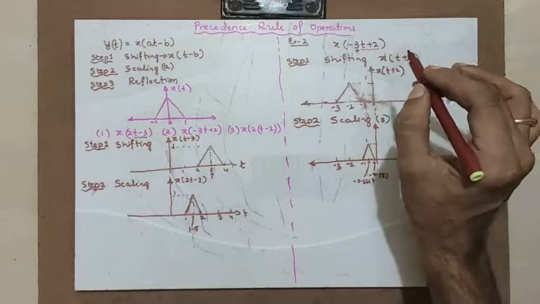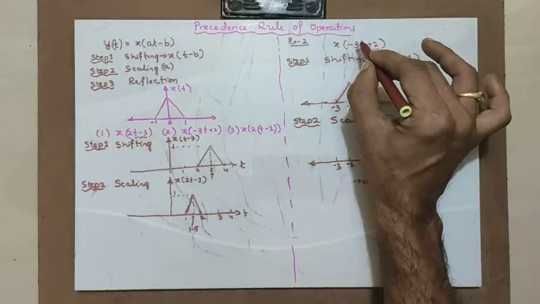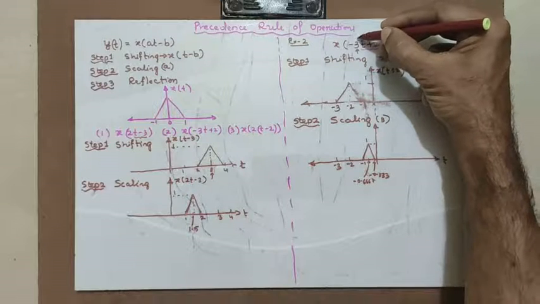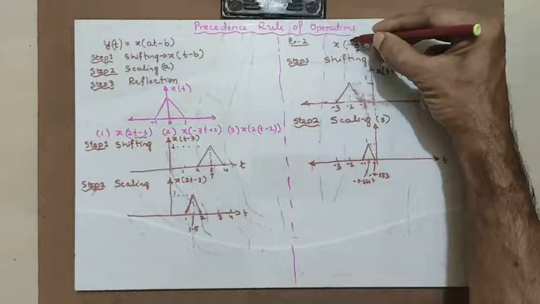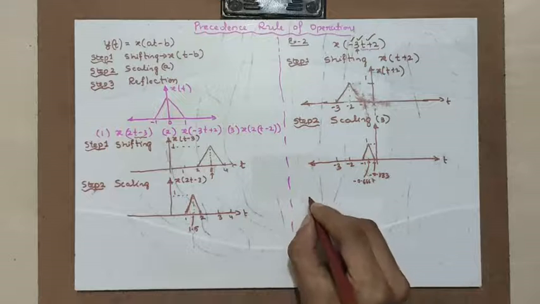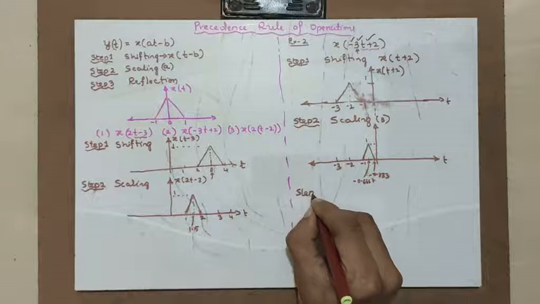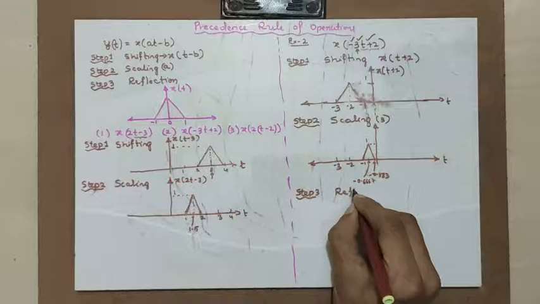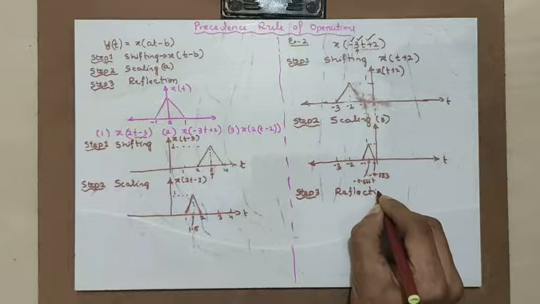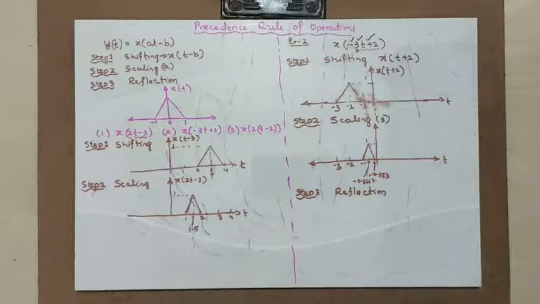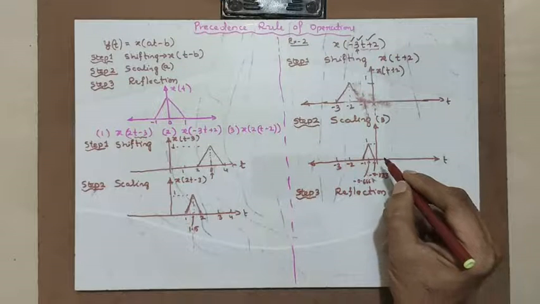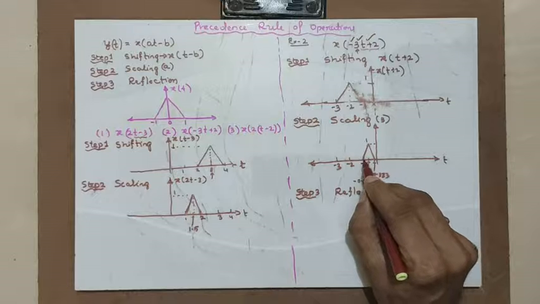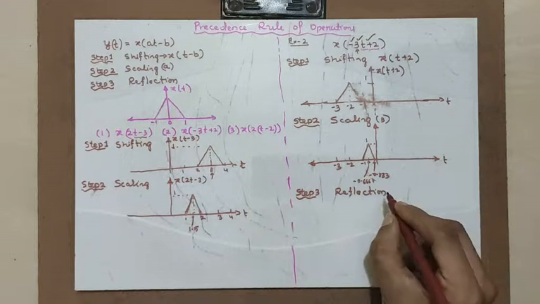What is the final step? Because there is minus 3t. You did the first step t plus 2. Next step 3. The last step is minus. Step 3 is called reflection. Reflection means whatever is there in the positive side goes to the negative side, and whatever is there in the negative side comes to the positive side. Very simple.